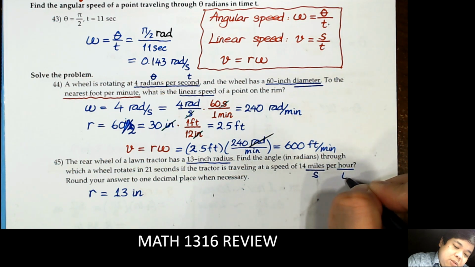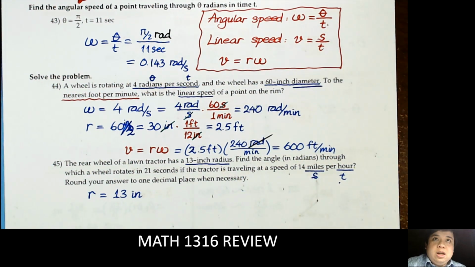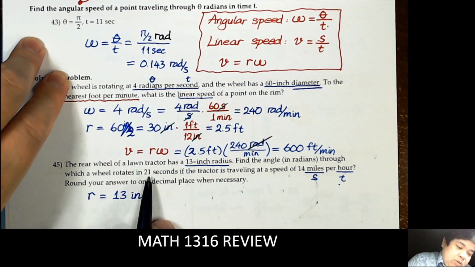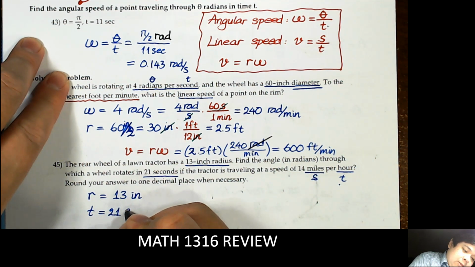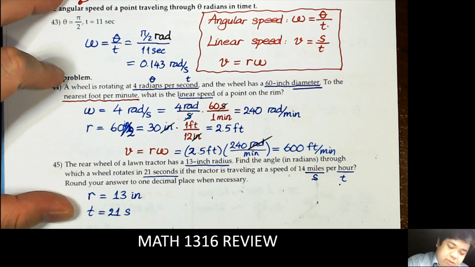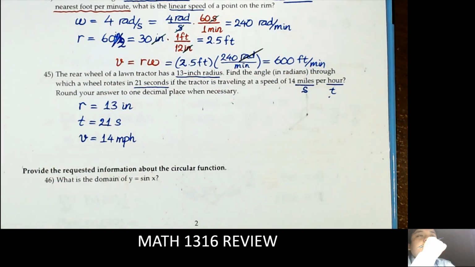Hour is the unit of time, so miles per hour is s over t, which is velocity. So we have the velocity of that. But first, through which angle does it rotate in 21 seconds? So that is t. And we have v equal to 14 miles per hour. And the question is to find the angle. They ask for the angle, so that's straightforward.